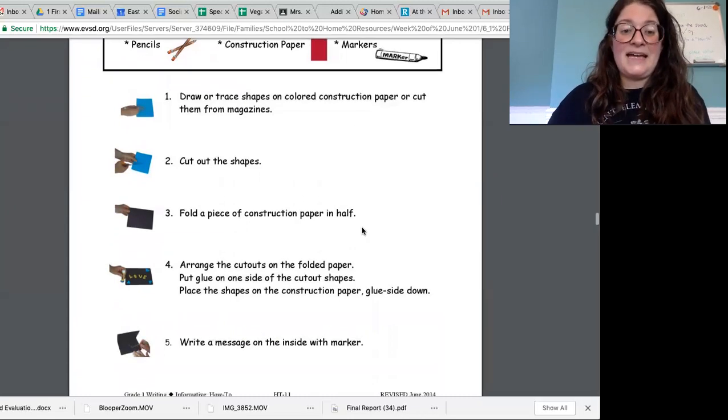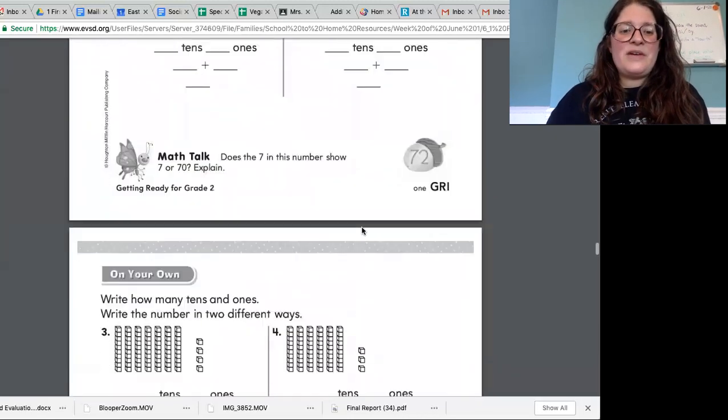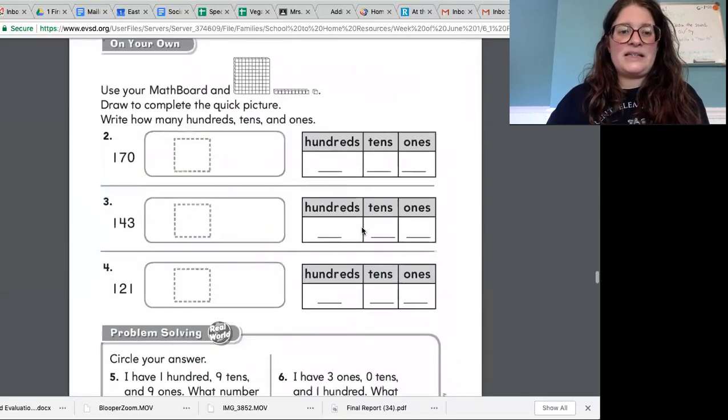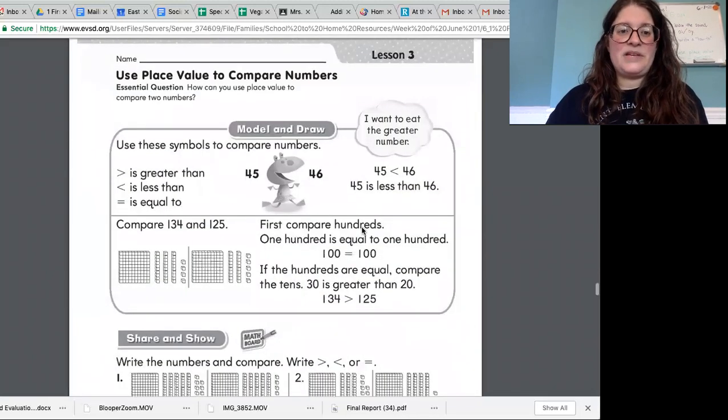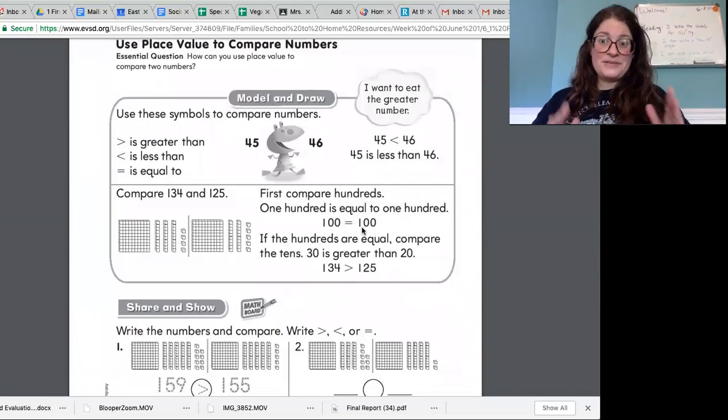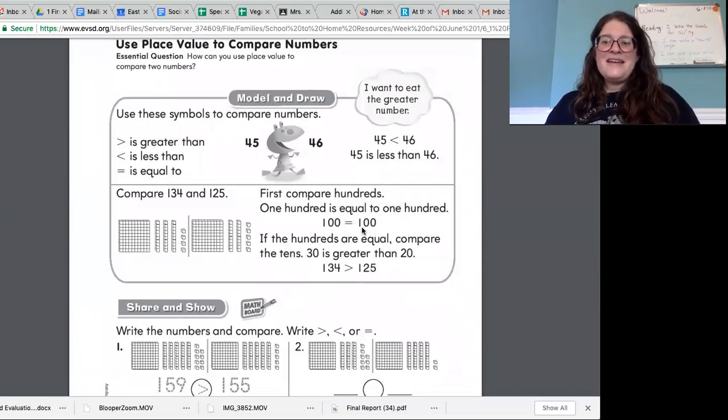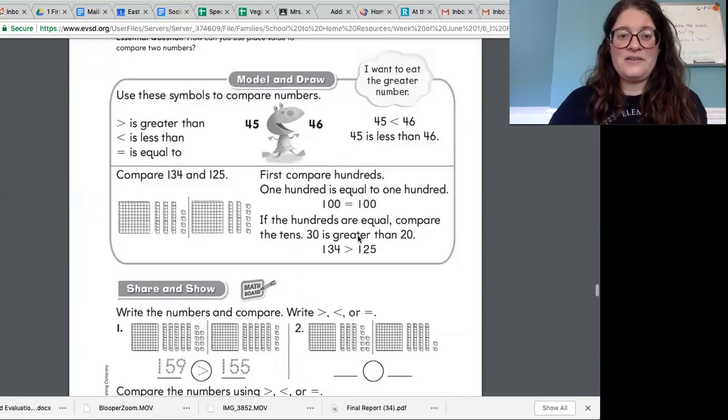Okay, next, for math, we are going to be comparing objects, or I'm sorry, not objects, we're going to be comparing numbers, and we're going to be using place value to do it. So I love the extra video that I found for this, because if you notice, there's some little symbols that we're going to be using this week.